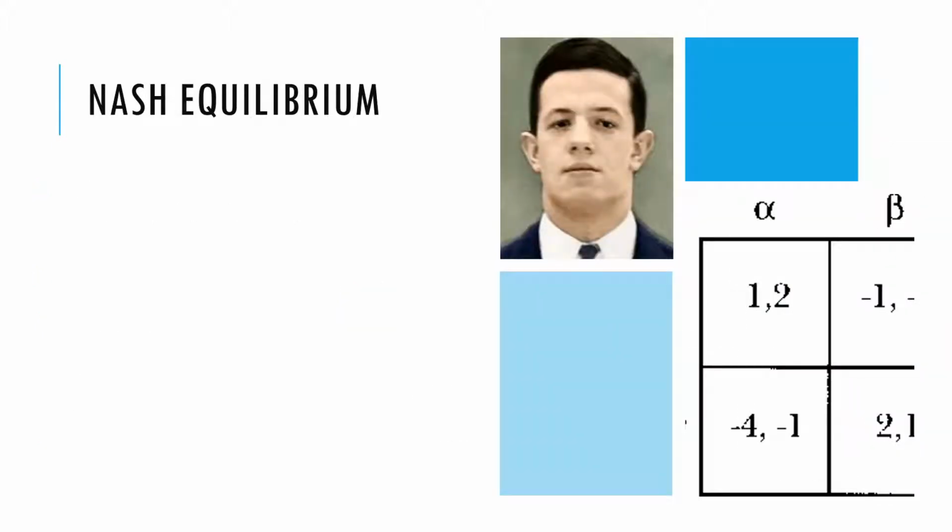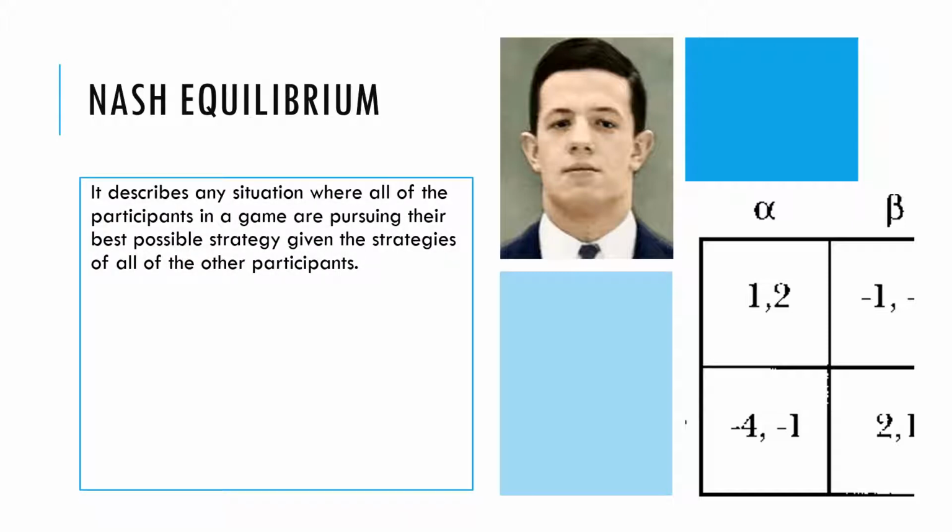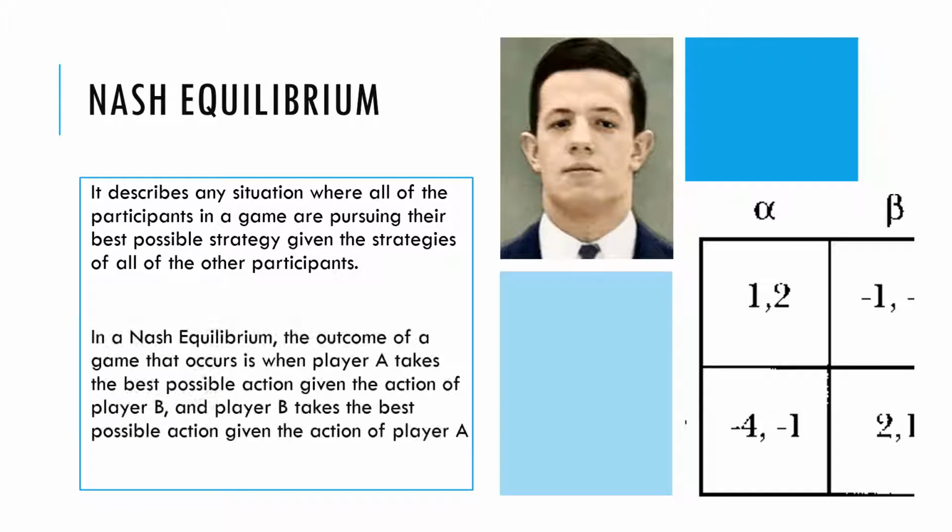Now, John Nash looked at this and he said there will always be an equilibrium. There will always be a kind of a final position that makes sense. And he described the situation as the result of a game where all the participants are pursuing their best possible strategy given the strategies of all the other participants. So in a Nash equilibrium position, the outcome of the game occurs when player A takes the best possible action given the action of player B, and player B takes the best possible action given the action of player A.